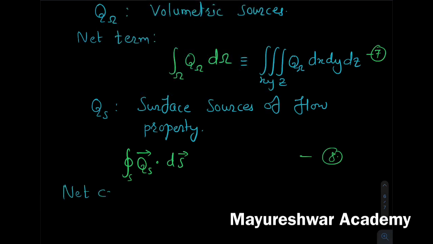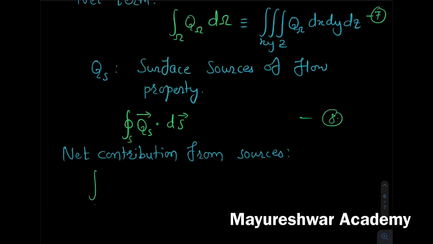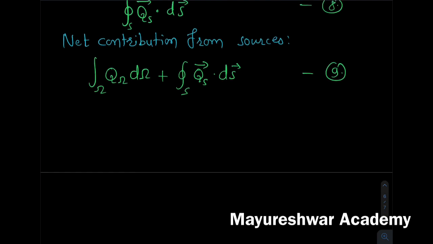So now the net contribution from sources will be the addition of these two terms. Sources is the volumetric integral of q omega d omega plus the closed surface integral of qs bar dot ds bar, which is a scalar product. So 9th term.